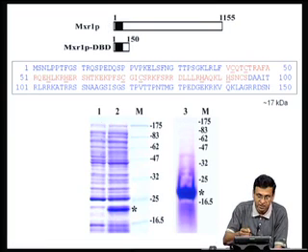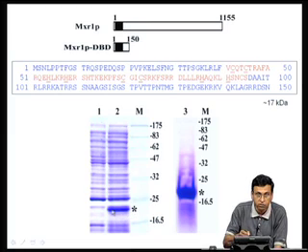And you can see these are the E. coli cells, which have all E. coli proteins. But if you now induce the expression of the recombinant protein using the lactose operon, lac operon, using IPTG, you can see MXR1P is now made in large amounts.